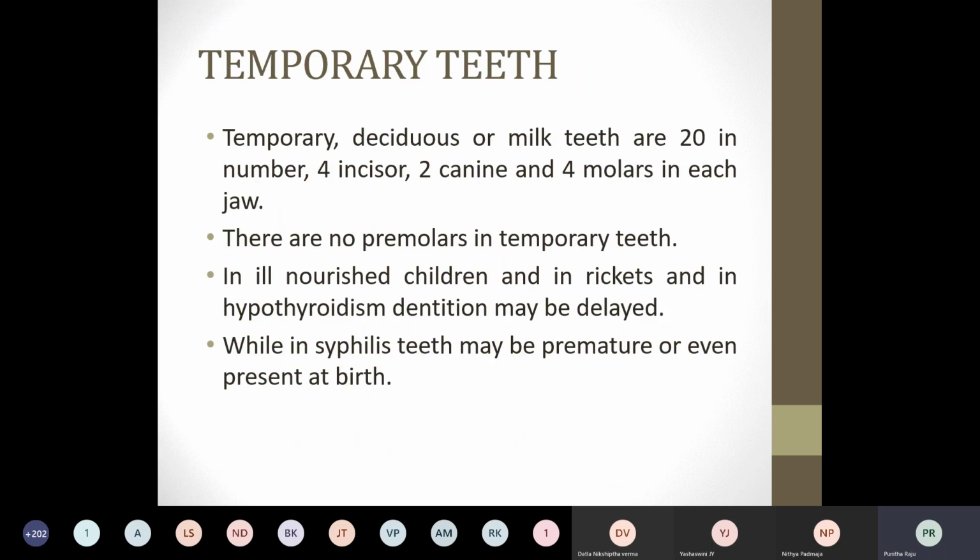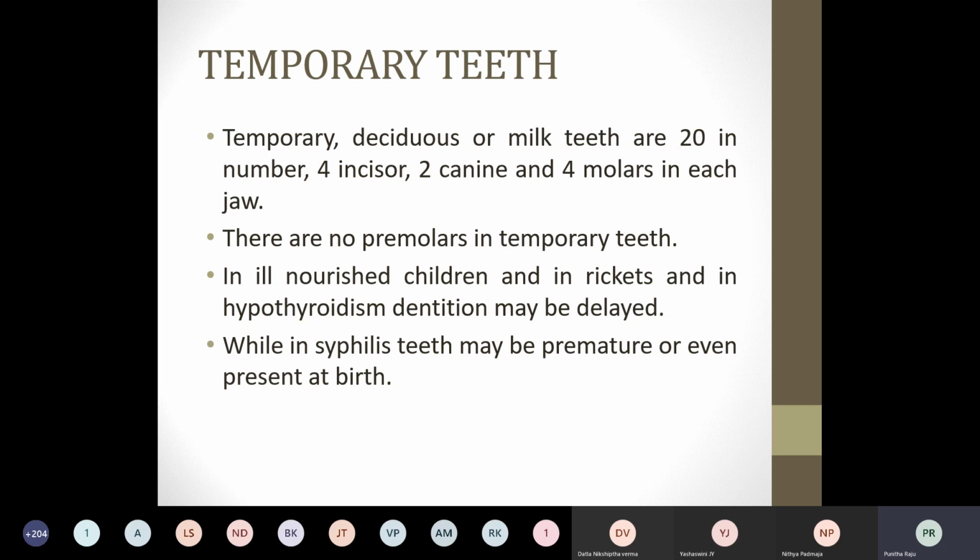Next we will go to the temporary teeth eruption. The temporary teeth are also called deciduous teeth or milk teeth, and they are usually 20 in number. You have 4 incisors, 2 canines, and 4 molars, so on each side you have only 2 molars, and there are no premolars in the temporary teeth.